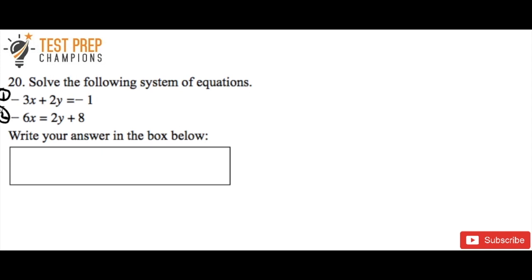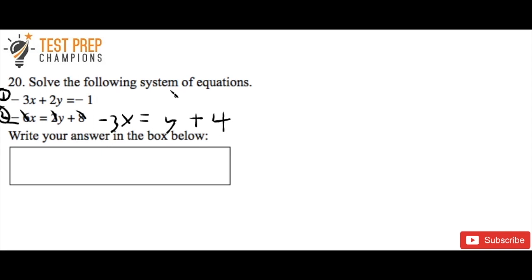For equation 2, we can divide a 2 out of each term. So we can divide each term by 2, and if we do that, we would rewrite this as negative 3x equals y plus 4. Up here we still have negative 3x plus 2y equals negative 1.